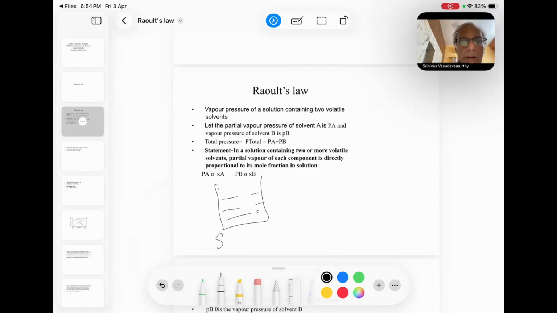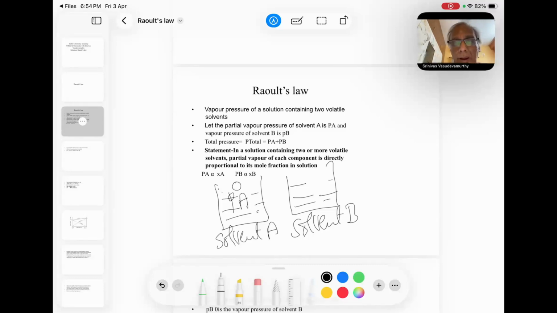This is solvent A, a pure solvent. And another volatile solvent, solvent B, I have taken. Both are pure solvents. The vapor pressure of pure solvent A, I have taken as P naught A. The vapor pressure of pure solvent B, I have taken as P naught B. I am mixing them together to get a solution AB.